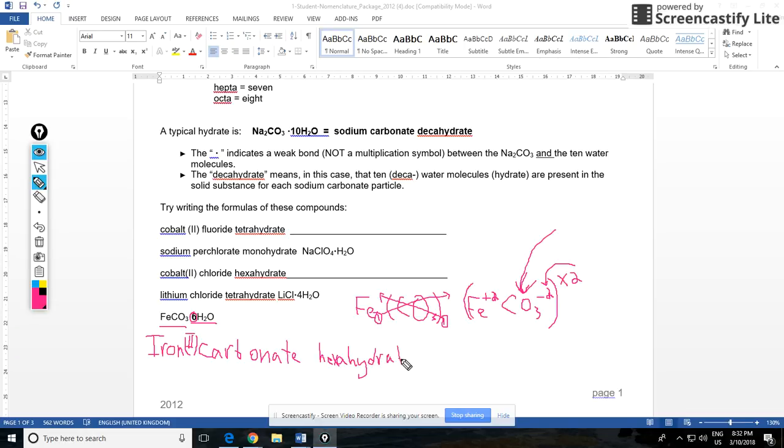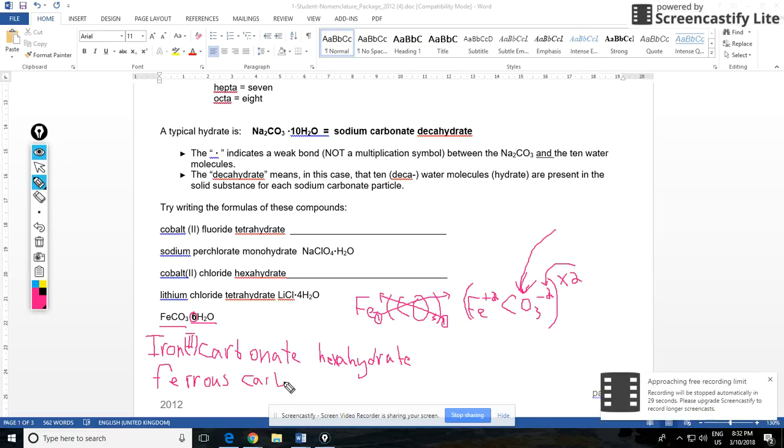I could have asked you to name this using the Latin method as well. So you could have said something like this. You could have said ferrous because it's the lower valence. Carbonate. Hexahydrate.